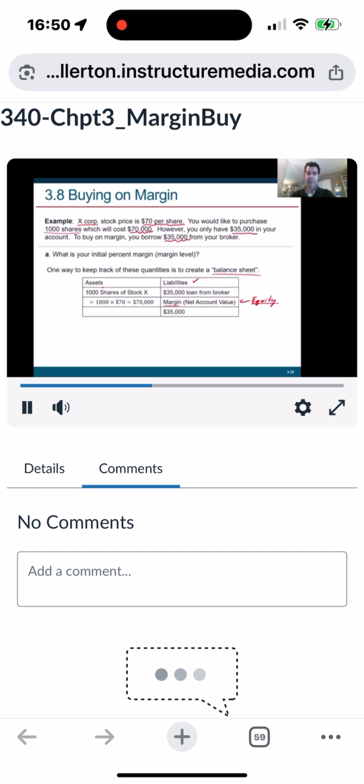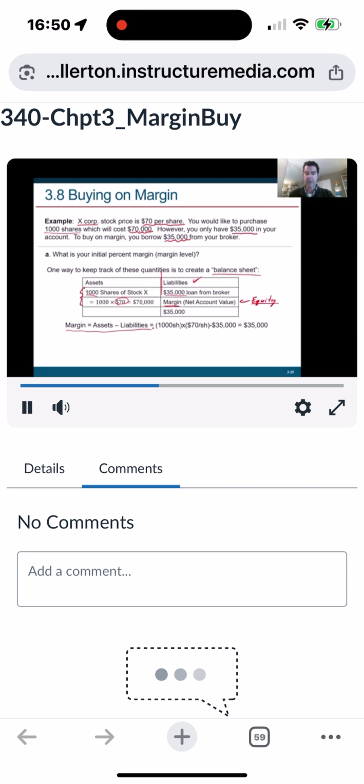Now, as we set this up, here's what the account looks like. On the asset side, I've purchased 1,000 shares of stock X. It's worth $70 per share. So that's sitting in my account. So those are the assets. All right. Now I go to the other side of the balance sheet. Liabilities. What do I owe? I owe $35,000 to the broker. So that's my liabilities.